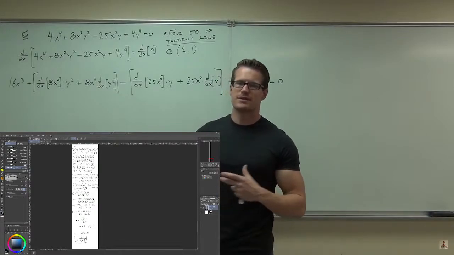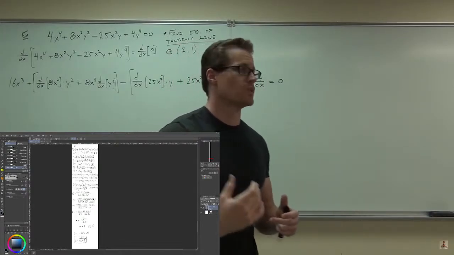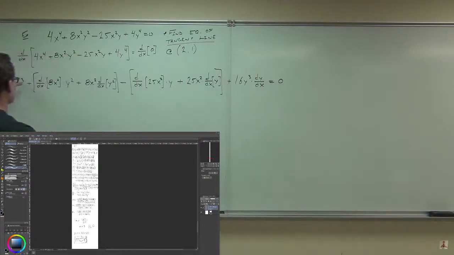This is why I've made you write the d/dx on your problems, because it will tell you what to do next. It says this piece is done. You're just going to have the 16x cubed plus. Now this piece in here, this just says do this d/dx. So everyone, 8x squared, what's the derivative of that? 16x. And then it's y squared. Notice there's no dy/dx because I don't need one here. This is just the derivative of x.